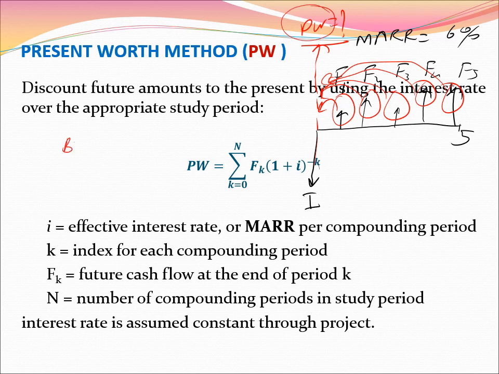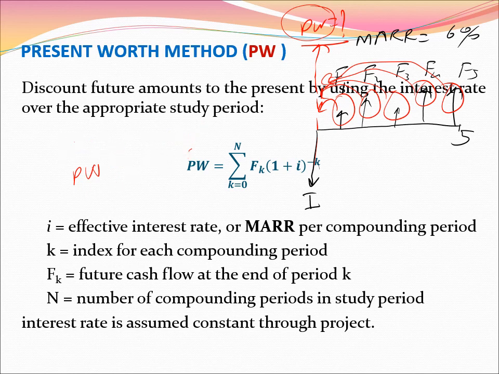If this present worth is greater than 0, accept it. Otherwise, if it is less than 0, reject it. If it is exactly equal to 0, then it means that you are indifferent. If you invest in this project, or if you invest in the alternative project, you will make exactly the same income.